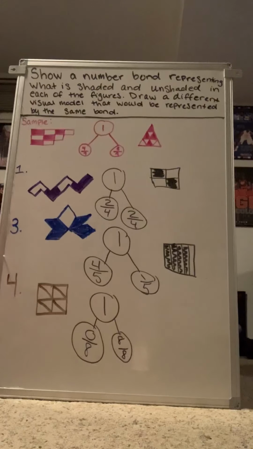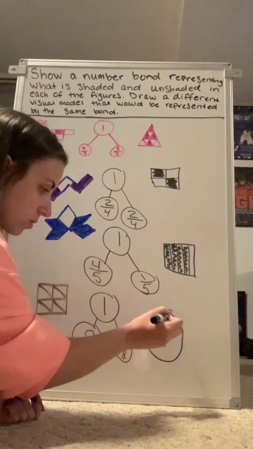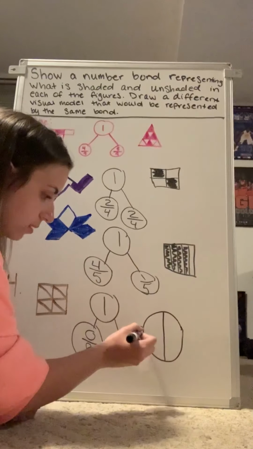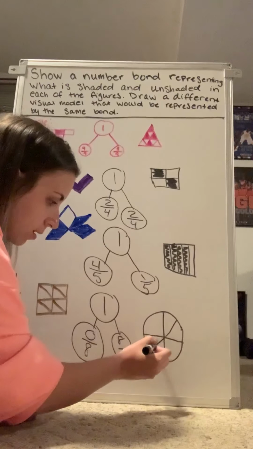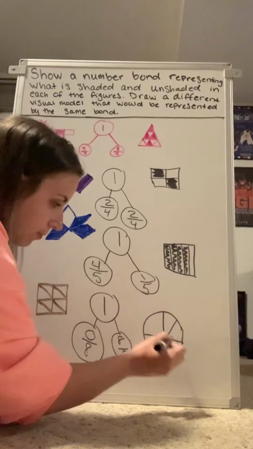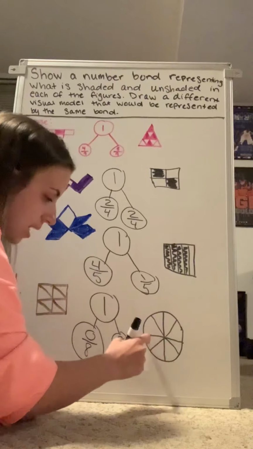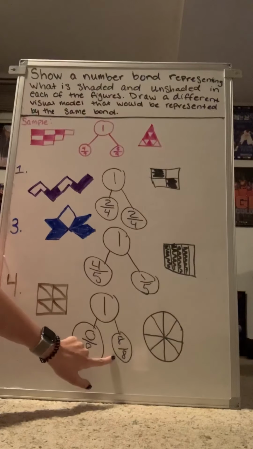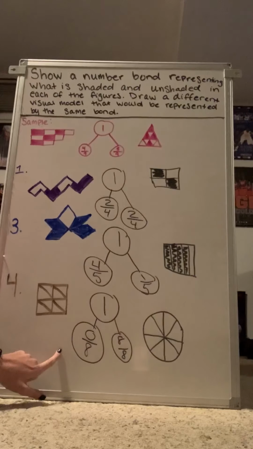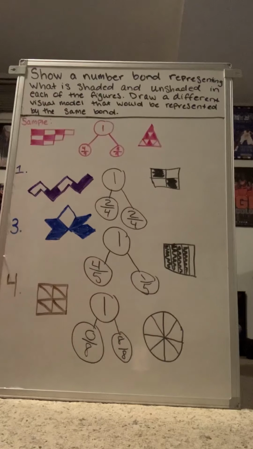So I'm going to have to draw this in a different picture. Something else that's pretty easy to draw and split apart are circles. So I'll split it in half and half again. I have my 8 parts. 1, 2, 3, 4, 5, 6, 7, 8. And now I don't have to shade in anything because 8 out of 8 are unshaded and 0 out of 8 are shaded. So I would leave it just like this if nothing is shaded in.